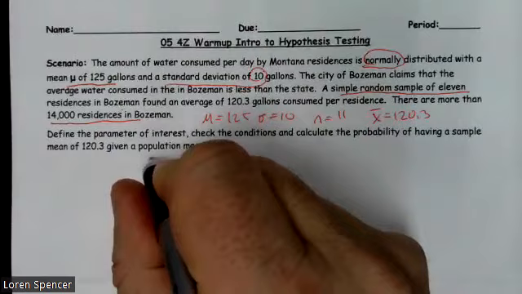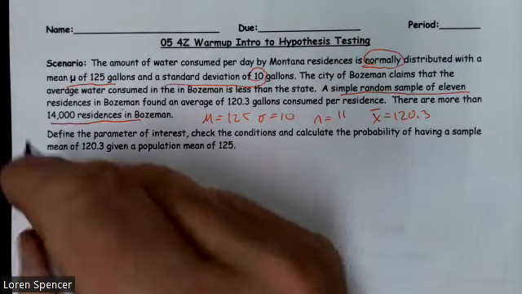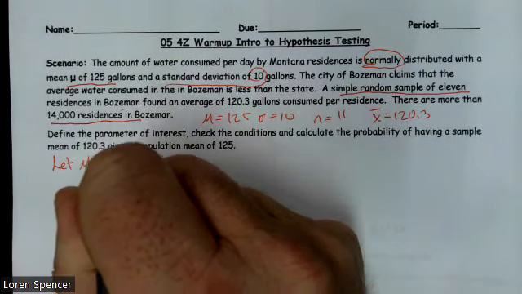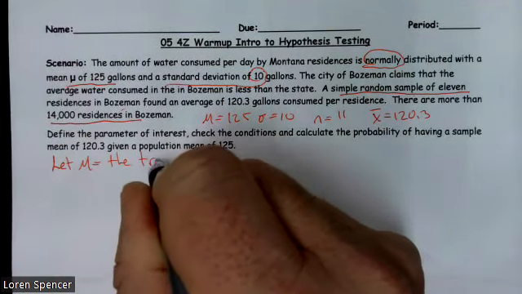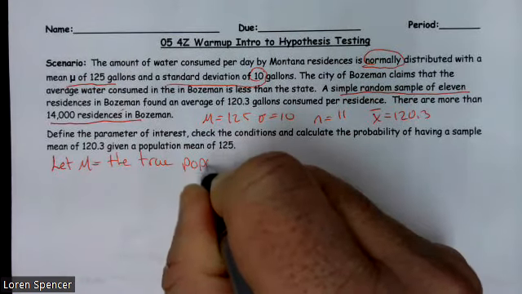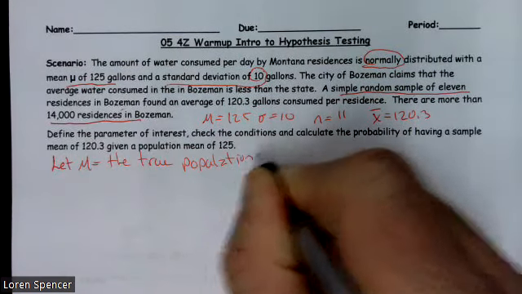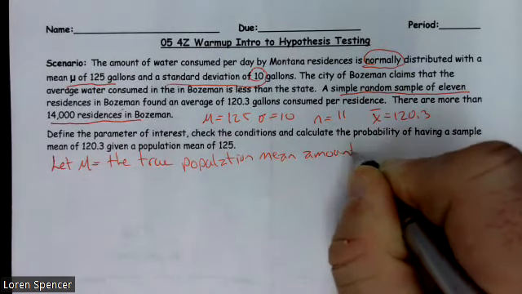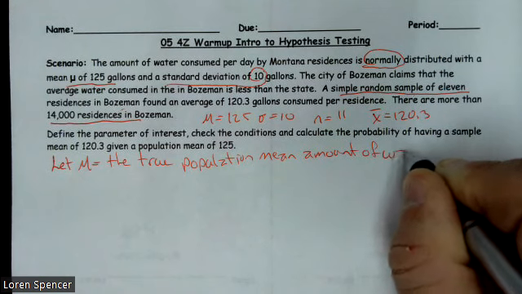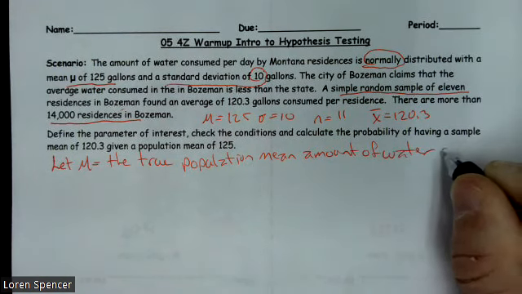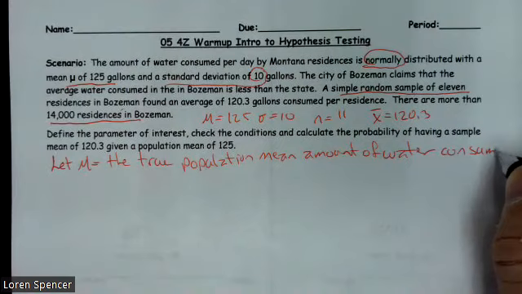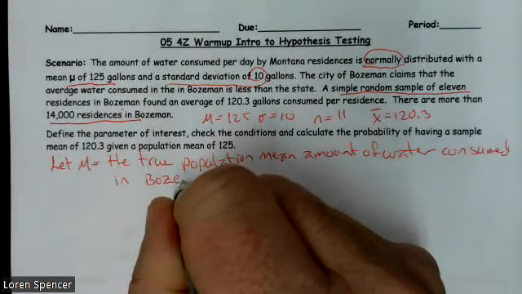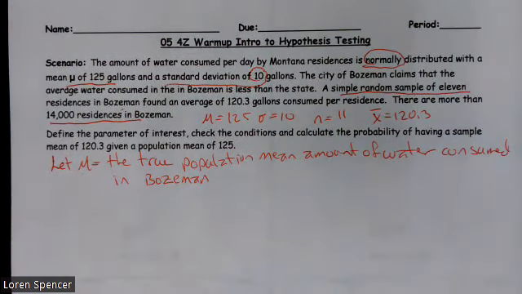All right, so we're going to start off by defining our parameter. Our parameter is, let mu equal the true population mean amount of water. And it's not just of water, it's of water consumed in Bozeman, because it's not all of Montana, it's just in Bozeman.